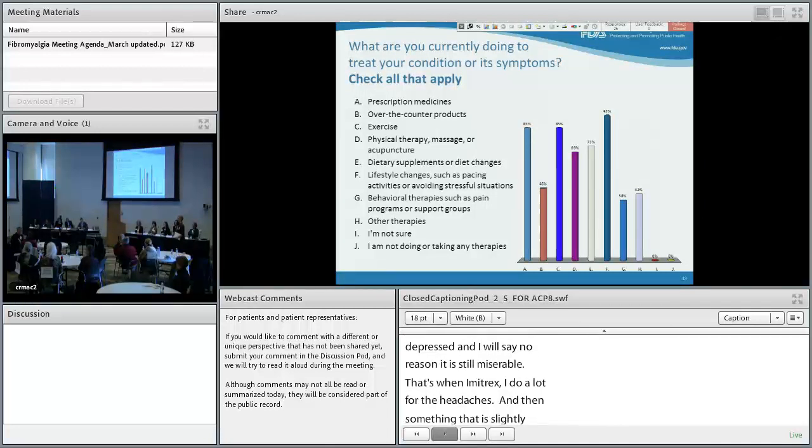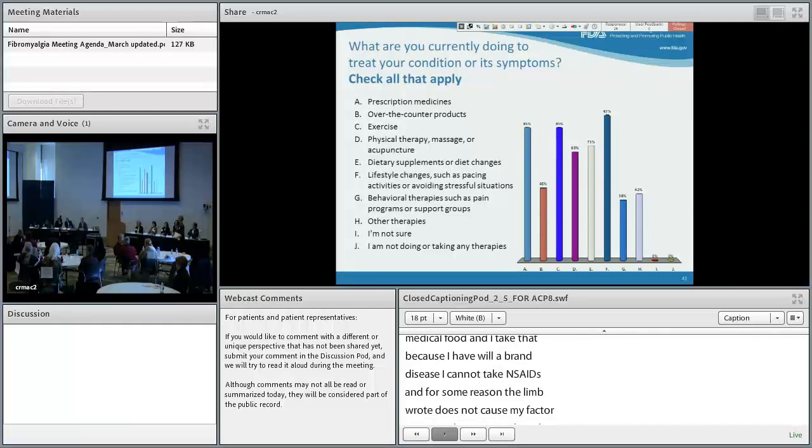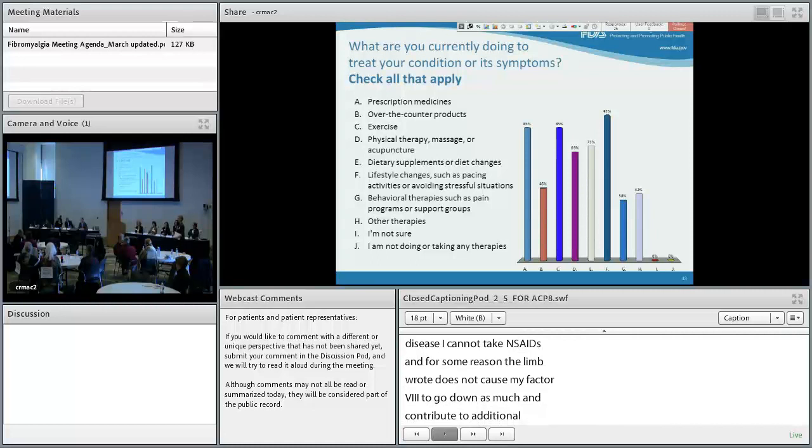And then something that's slightly different, and kind of up for debate, that the FDA has not approved yet and may not, is Limbrel. It's a medical food, and I take that because I have von Willebrand's disease, so I can't take NSAIDs. And for some reason, the Limbrel doesn't cause my factor VIII to go down as much and contribute to additional bleeding and bruising. So that's one that has worked for me. That's sort of in this weird medical food. Not sure what the clinical trials say in terms of efficacy compared to NSAIDs, but NSAIDs aren't an option for me. Okay, thank you.